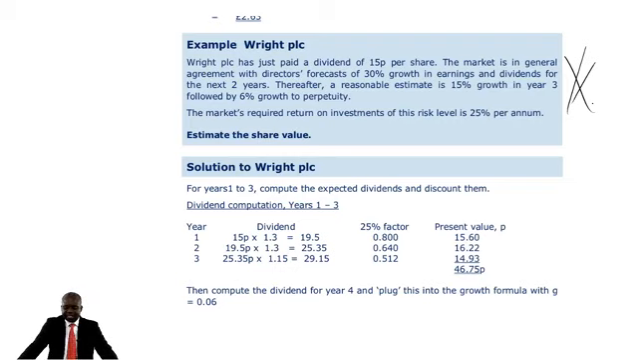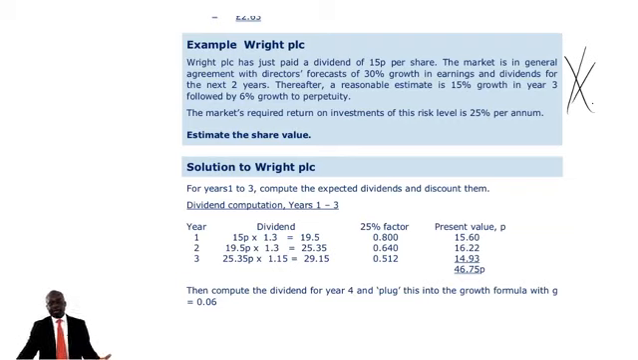The market is in general agreement with directors' forecast of 30% growth in earnings and dividend for the next 2 years. Thereafter, a reasonable estimate is 15% growth in year 3, followed by 6% growth to perpetuity. The market required return on investment of this risk level is 25% per annum. Estimate the market value of the share.